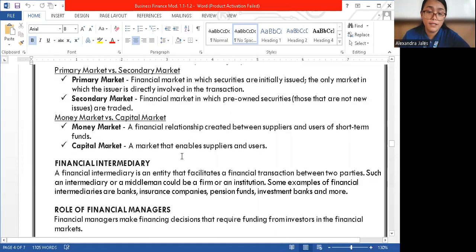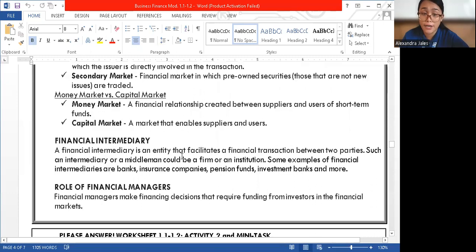So we have also your financial intermediary. A financial intermediary is an entity that facilitates financial transactions between two parties, such as an intermediary or a middleman, which could be a firm or an institution. Some examples of financial intermediaries are banks, insurance companies, pension funds, investment banks, and more.